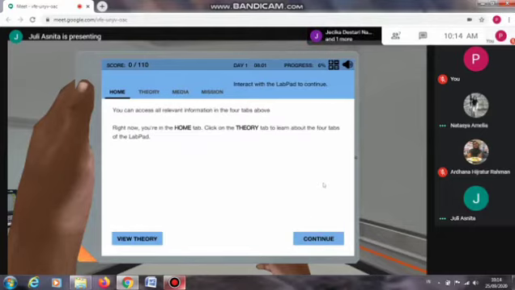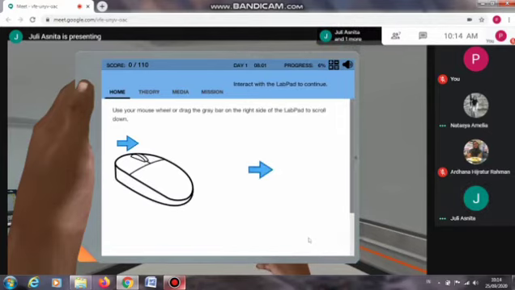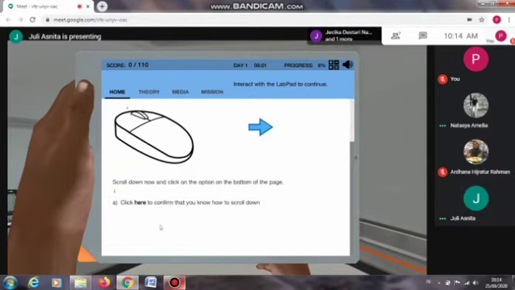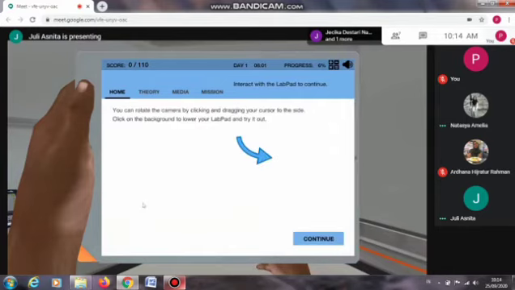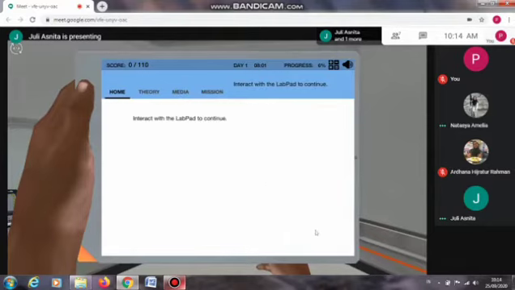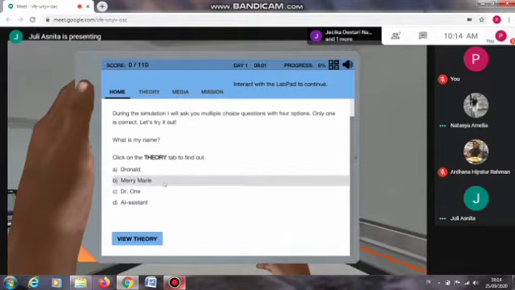You can access all relevant information in the 4 tabs above. Use your mouse wheel or drag the gray bar on the right side of the lab pad to scroll down. You can rotate the camera by clicking and dragging your cursor to the side. Click on the background. If you ever get stuck somewhere, you can click me for help.